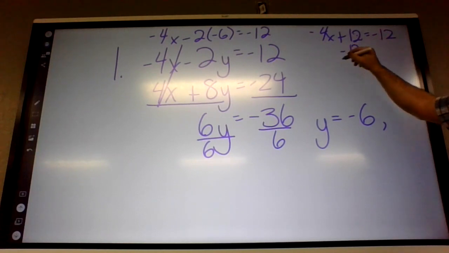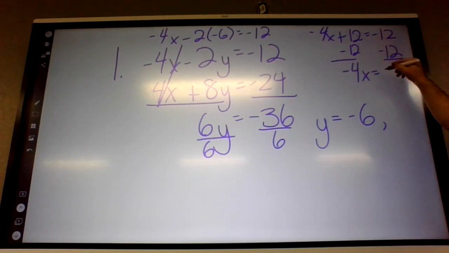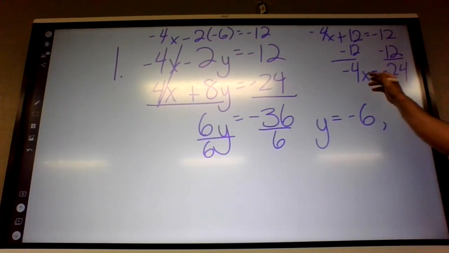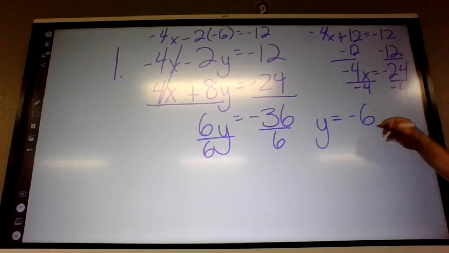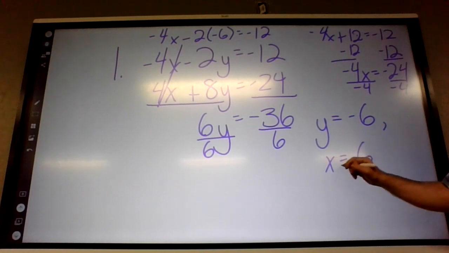So it's negative 4x plus 12 equals negative 12, and then you just solve this equation like normal. Just like yesterday, there should be no fractions, so that should help you guys out. The answer's also going to be pretty small, no double digits again, about like yesterday. So, anyway, x equals positive 6.